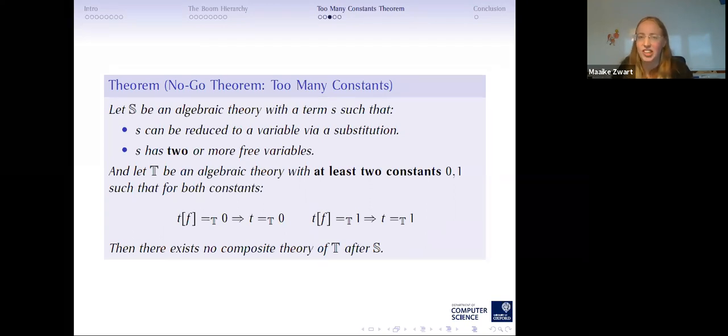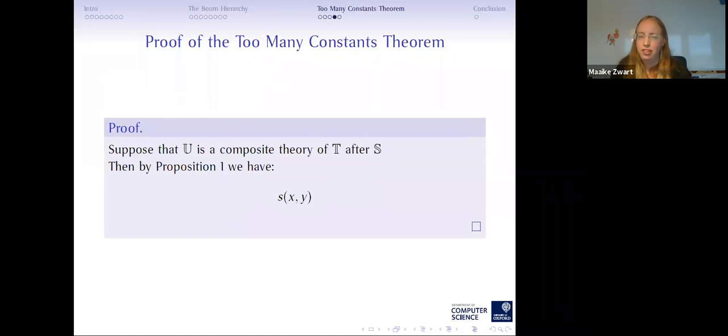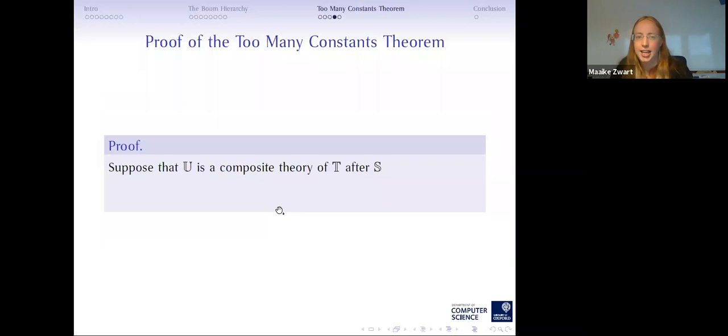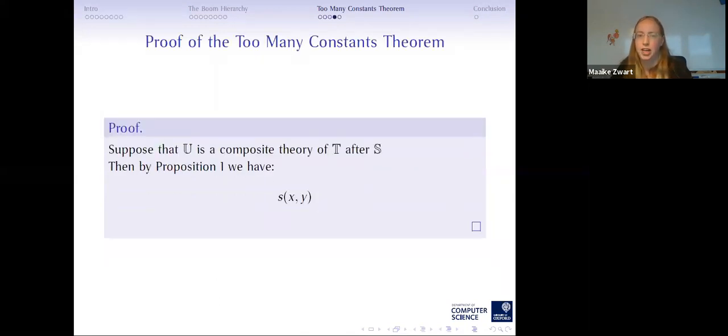And I'm going to prove this to you. So let's have a go. Well, suppose that there is a composite theory. That's how I start all my proofs. Then we're going to apply the proposition that we've just seen to this term. This term S is the term that we asked for just here. It has two or more free variables, and I've named the two that I know it has. And after a substitution, it can be reduced to a variable. That's all I know about it.